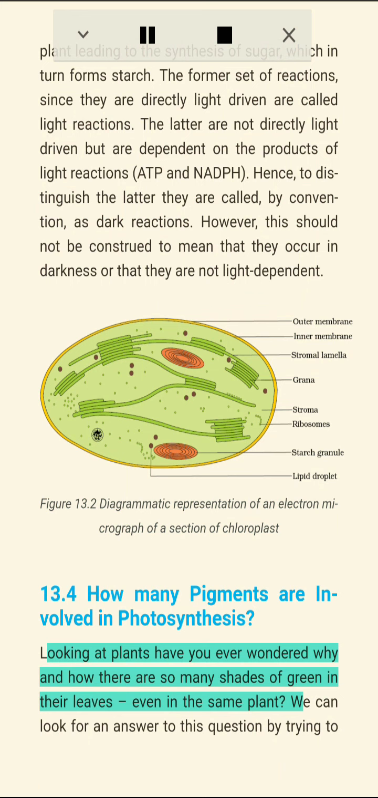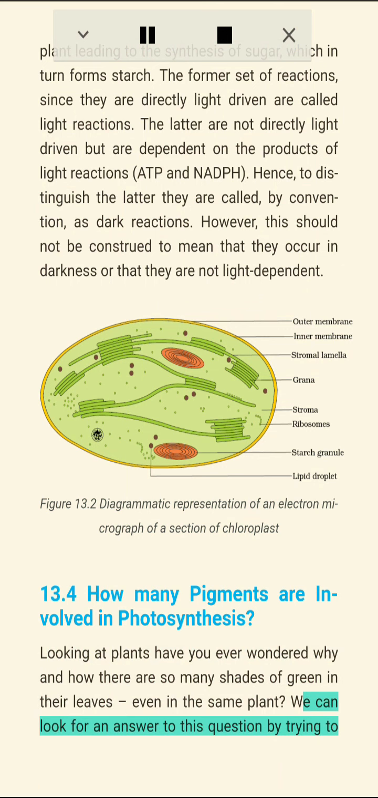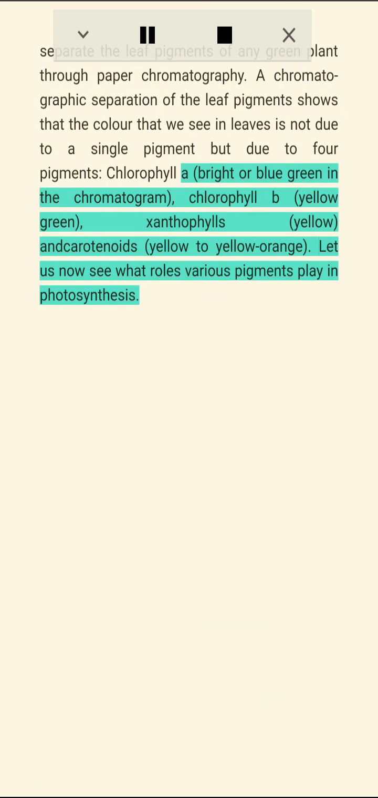13.4 How many pigments are involved in photosynthesis? Looking at plants, have you ever wondered why and how there are so many shades of green in their leaves, even in the same plant? We can look for an answer to this question by trying to separate the leaf pigments of any green plant through paper chromatography. A chromatographic separation of the leaf pigments shows that the color that we see in leaves is not due to a single pigment but due to 4 pigments: chlorophyll a, bright or blue-green in the chromatogram; chlorophyll b, yellow-green; xanthophylls, yellow; and carotenoids, yellow to yellow-orange.